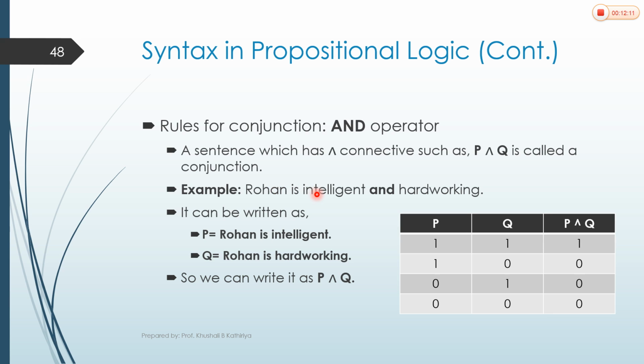And Rohan is not intelligent and Rohan is not hardworking. This is simple, both are false, so the output of our sentence, our conjunction, is also false. It can be easily written like this: 1 1 0 0 1 0 1 0. If both are true, then our conjunction AND operator gives 1, which means true; otherwise it is 0.